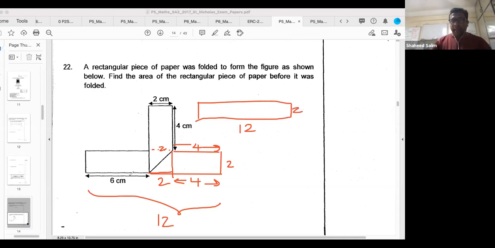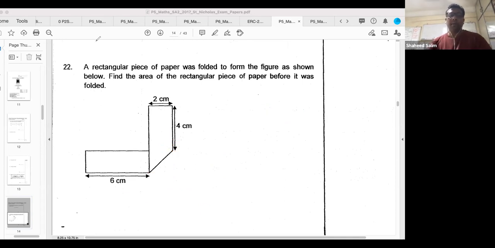A little bit tricky, yeah? But you must imagine now, you bring this one to this side here. Are you okay? You all know what I'm talking about. 12 times 2, 24. The answer is 24 square cm. Can get, no? Yes. Okay, you put 0. That means can. We try the next one.